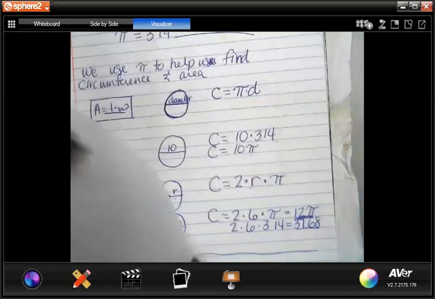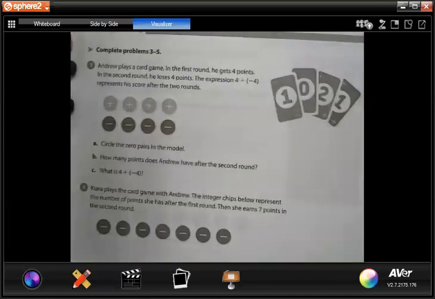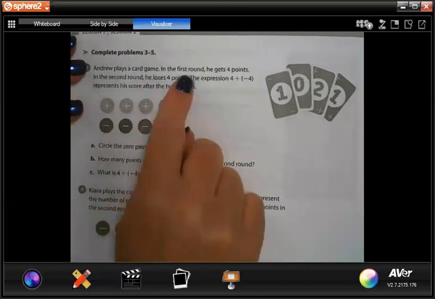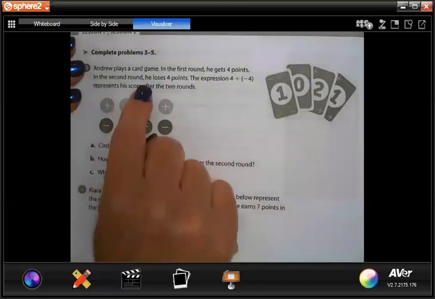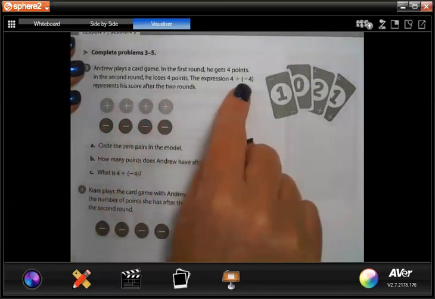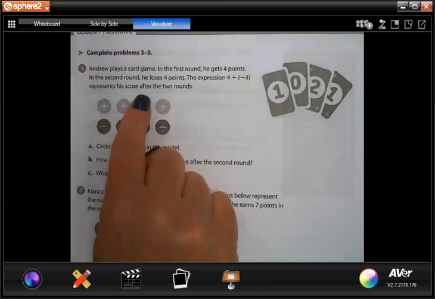All right, so if you look at page 140, here's what this says. Andrew plays a card game. In the first round, he gets 4 points. In the second round, he loses 4 points. The expression 4 plus -4 represents his score after 2 rounds.